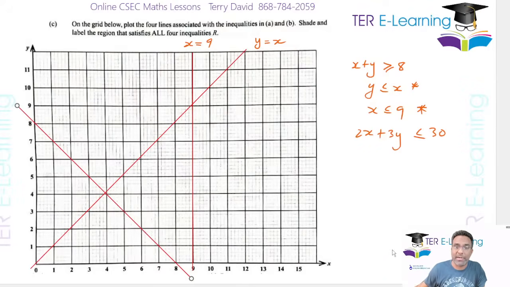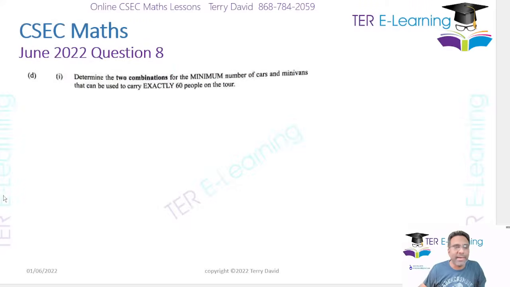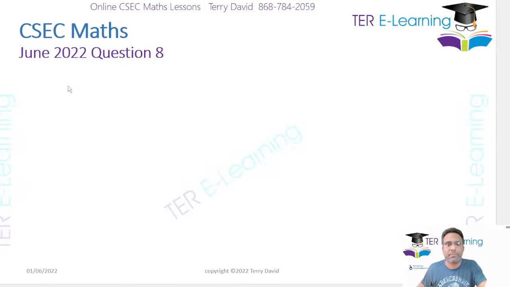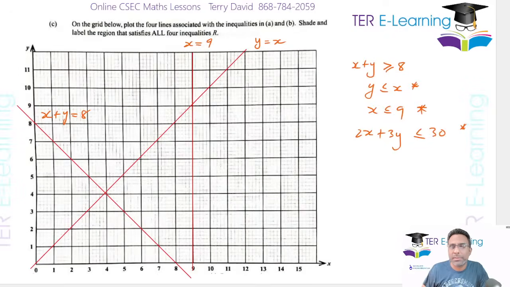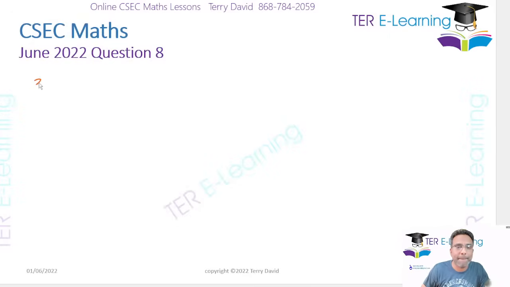Right, so that here is x plus y is equal to 8. And the last line here that we want to draw is 2x plus 3y is equal to 30. So I need to work out some things here in order to do that. So 2x plus 3y is equal to 30. The easiest thing to do is to substitute some values.